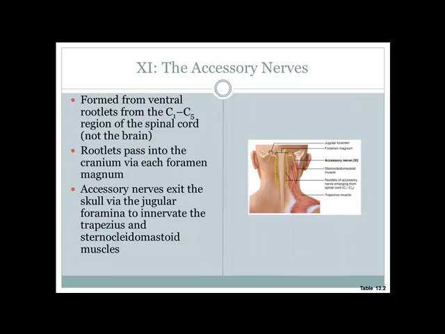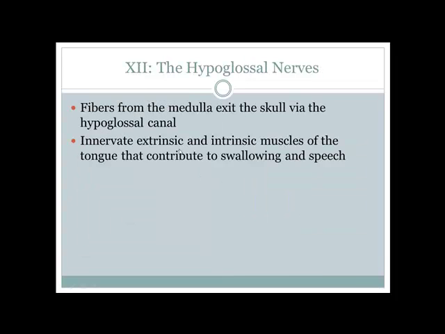Okay, next one is your spinal accessory nerve, or the accessory nerves. These come from C1 to C5. They are rootless, and they will pass through the foramen magnum. Then finally, we have our hypoglossal nerves. The hypoglossal nerves are going to exit the medulla via the hypoglossal canal, and they're going to be there to help out with speech and swallowing.